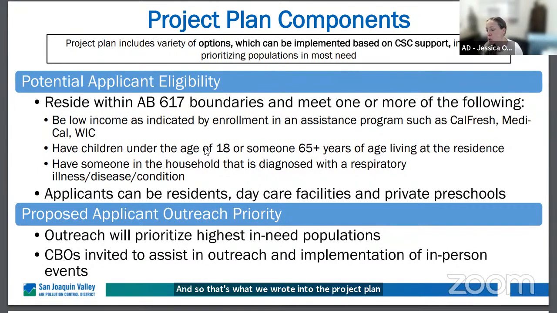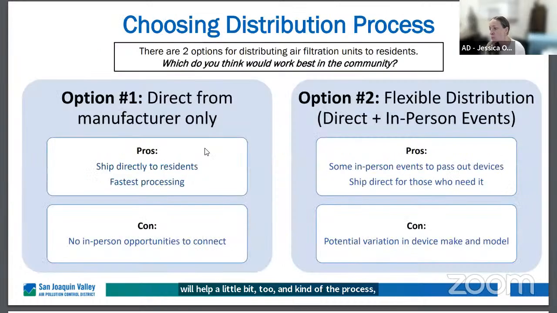We also want to work with folks, and maybe it's some of you, on doing events that can help with outreach, maybe help prioritize folks that I just listed. So maybe the low income folks or the folks that have respiratory illnesses, partner with you on doing some outreach there. So basically the project plan is written so that we can continue to work together on how we implement it. It doesn't have to be set in stone. And that's actually how we're proposing it to our board on Thursday. I have one more slide about how we're going to pass them out. I do see your hand, Michelle, but maybe the next slide will help a little bit too, in the process.